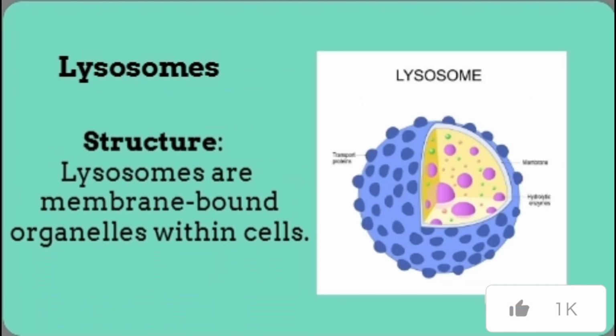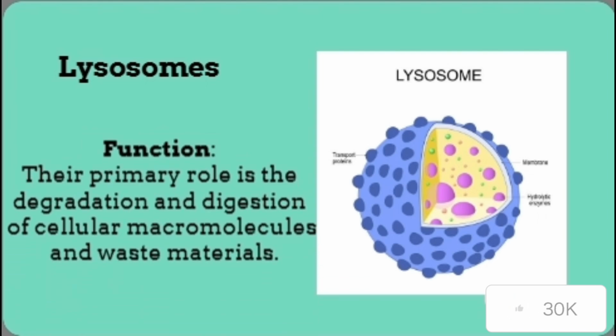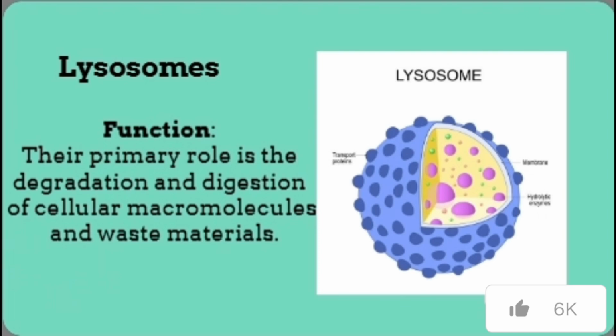Structure of lysosomes. Lysosomes are specialized organelles, enclosed by membranes, typically found within cells. They contain digestive enzymes that break down various biomolecules and cellular debris. They are essential organelles responsible for breaking down and digesting cellular macromolecules, such as proteins, lipids, carbohydrates, and nucleic acids, as well as waste materials. This process helps maintain cellular homeostasis and recycles nutrients for reuse by the cell.